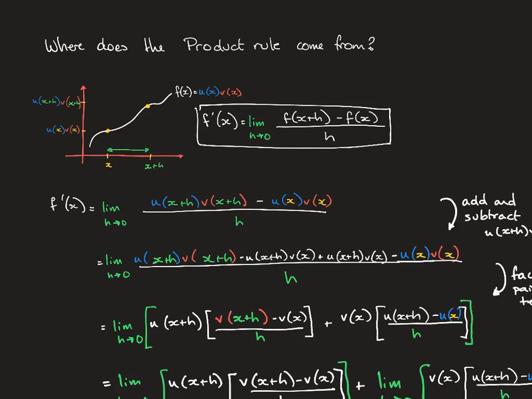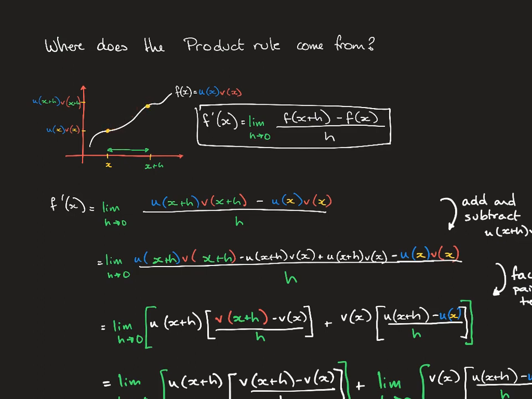So in this video, I want to show you where the product rule comes from. And so what I've got is a function that is a product of two other functions. When I substitute x into that equation, I'll get u of x, v of x as my y value for this point. When I substitute in x plus h into this function, I get u of x plus h, v of x plus h.